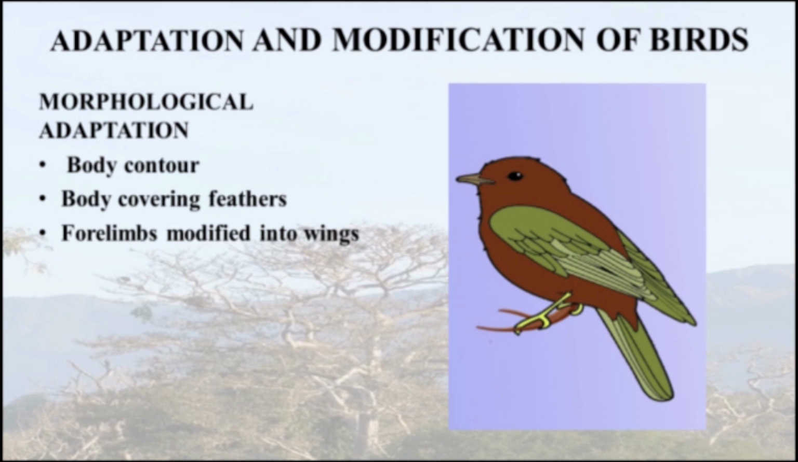Forelimbs modified into wings. Forelimbs have transformed into wings, which are the sole organs for flight. Beak. The transformation of forelimbs into wings is duly compensated by the presence of a beak, used for feeding, nest building, and defense.